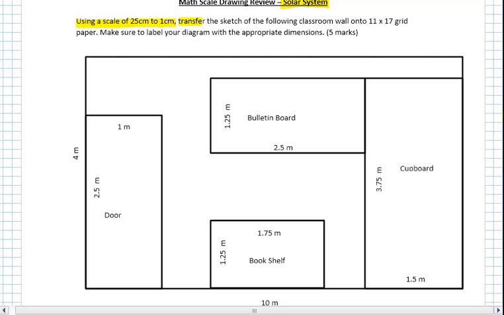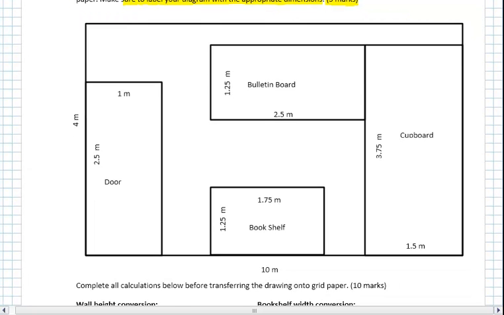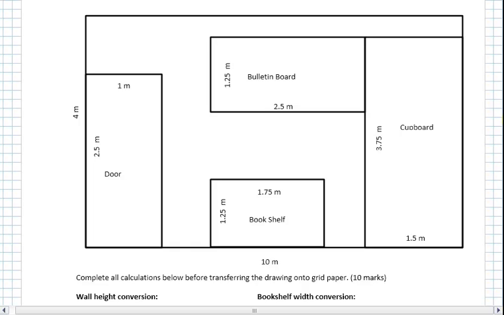You're going to transfer the sketch of the classroom onto the 11 by 17 grid that I'll provide you, and then you want to make sure you label your diagram with the appropriate dimensions, and that section's worth 5 marks. So the actual putting it onto grid paper is worth 5 marks. What we have to do first is figure out how we are going to get all of these dimensions onto the grid paper.